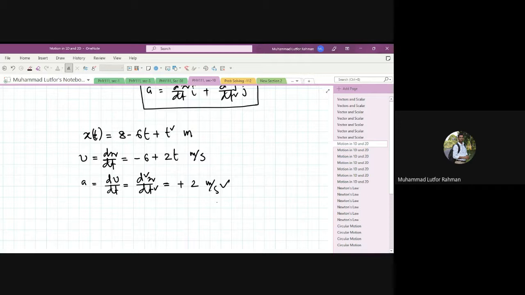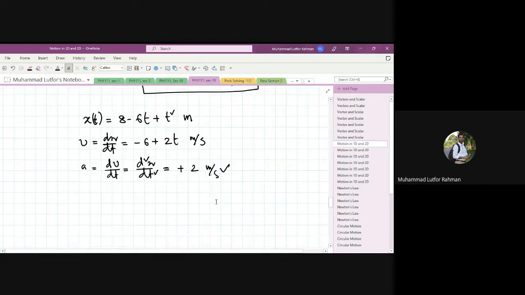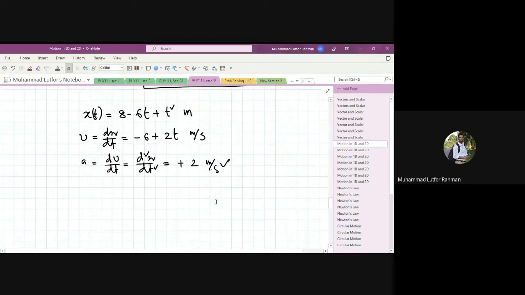Say the function is t cube over here instead of t square. Then I'll find the a as a function of t, right? In that case, the acceleration will not be constant for that particle or the car. The acceleration will change. If the acceleration is a function of time, then it will be different at different times. So if you closely observe this equation, you can say whether the particle is moving at a constant velocity, constant acceleration, or neither.